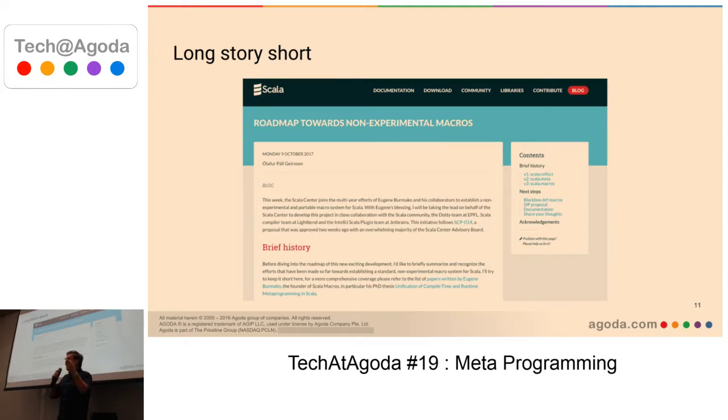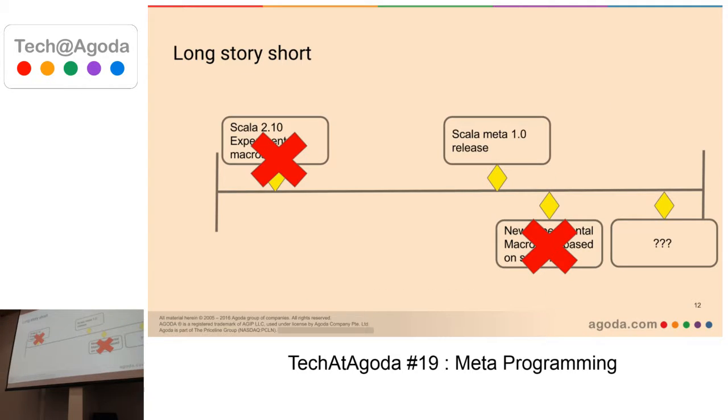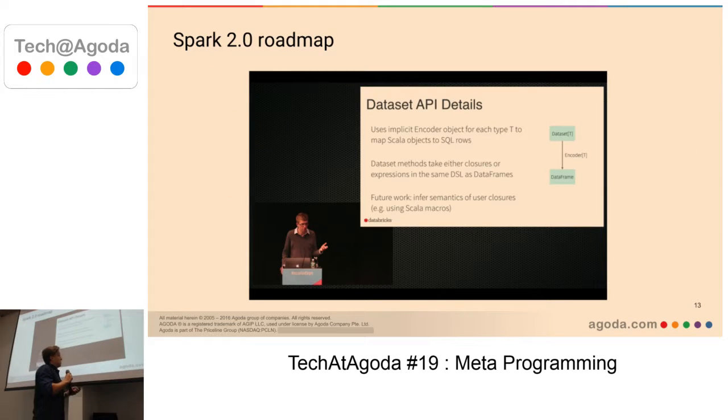A few months ago, in October I think, the Scala team announced that they changed their mind, and the new implementation of Scala macros will be built on top of something else. They don't know what yet. So this is the updated timeline. But what I want to present today is a very abstract idea of macros and metaprogramming and how you can use it. I will show you examples of macros with the API of Scala Meta.